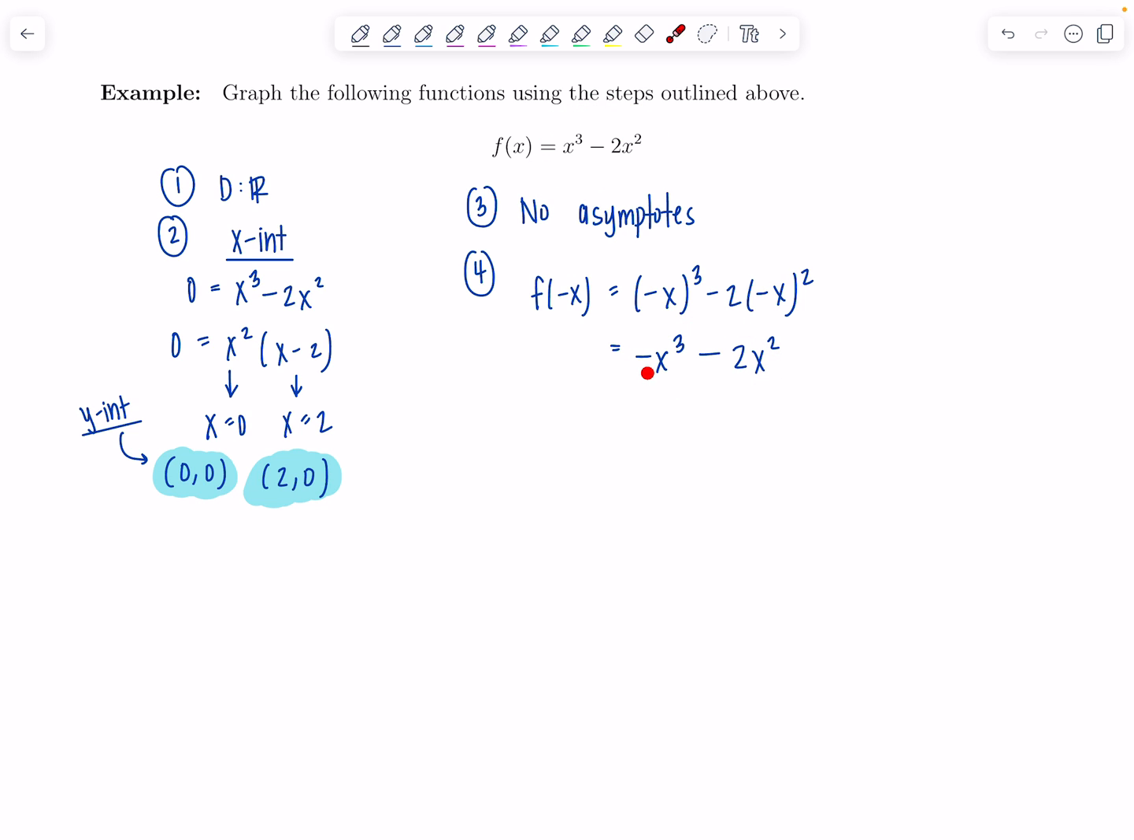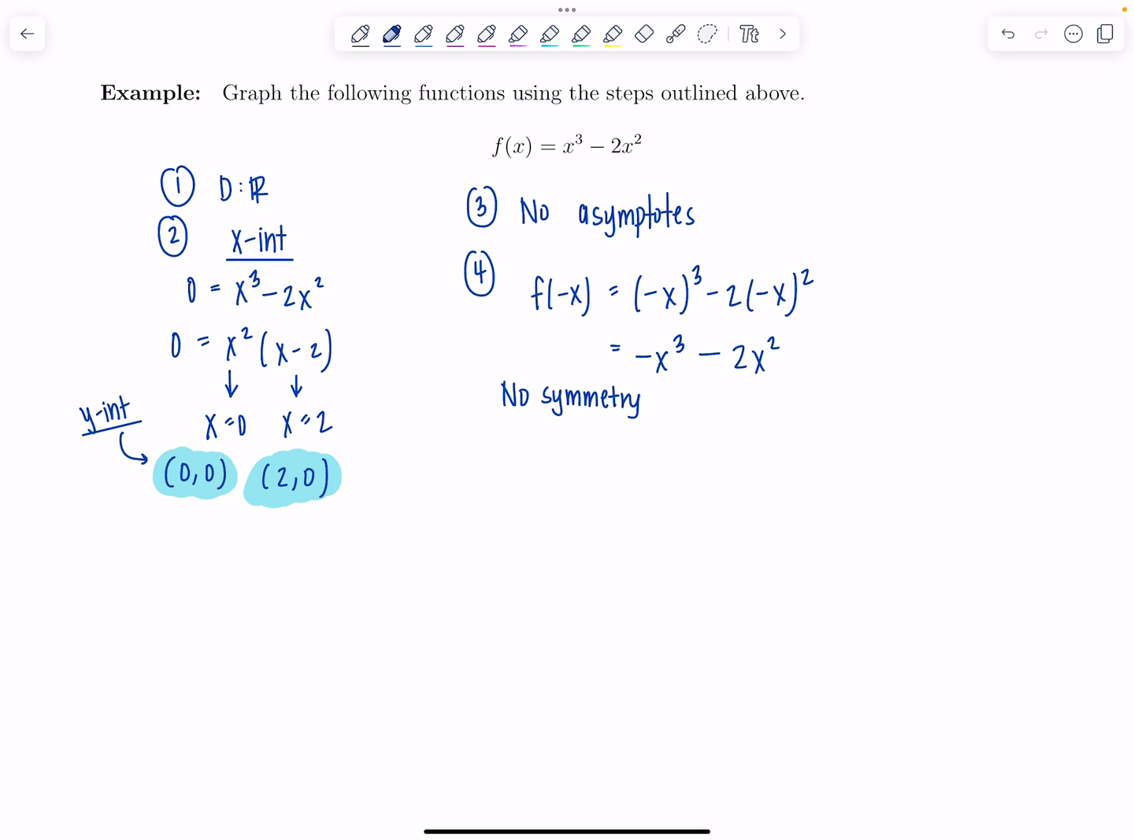So is it exactly the same as the original? No, we have a minus sign on this x cubed. Is it the opposite of the original function? Did everything get multiplied by a negative? No, this one didn't change. So this one is neither odd nor even, so we have no symmetry.